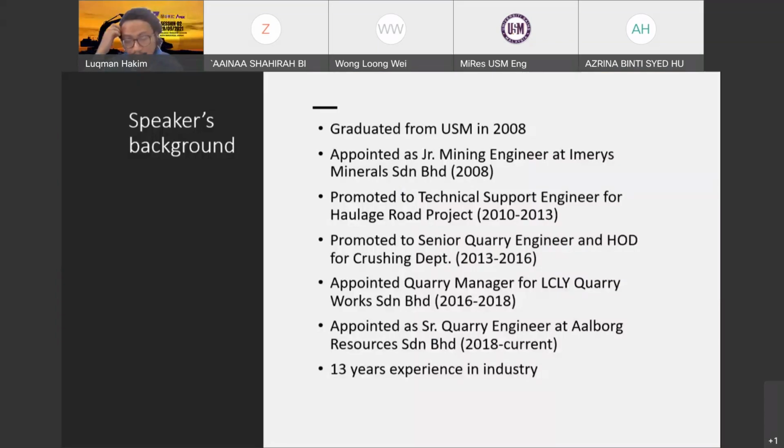Dan saya nak menceritakan sedikit sebanyak pengalaman saya dalam industri quarry. So untuk pelajar-pelajar ataupun student yang wonder, sebenarnya industri quarry di Malaysia tidak besar. Bukanlah industri yang besar, tetapi produk yang dikeluarkan oleh quarry kebanyakannya dipakai. Maknanya demand tu sentiasa ada.